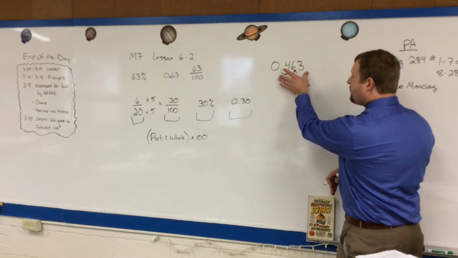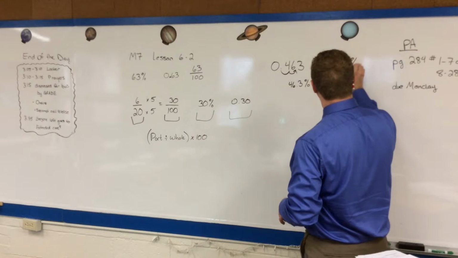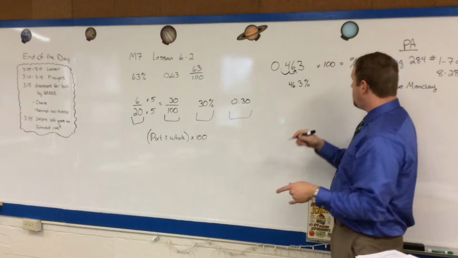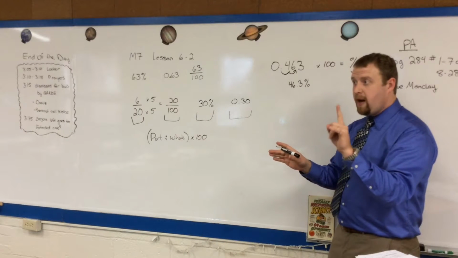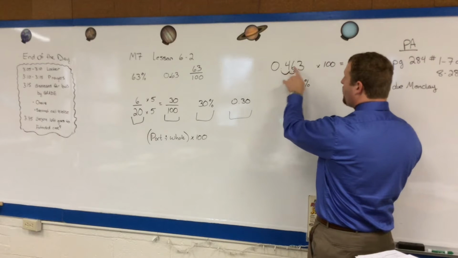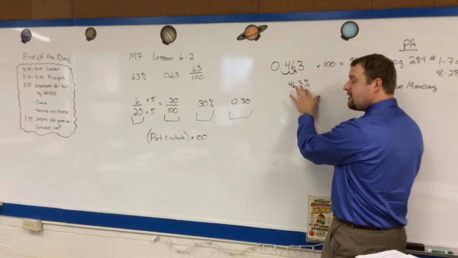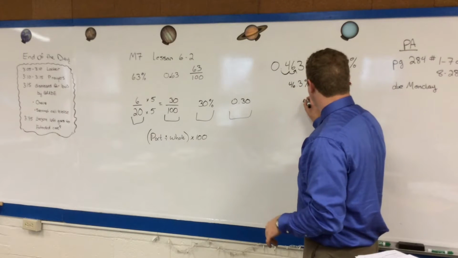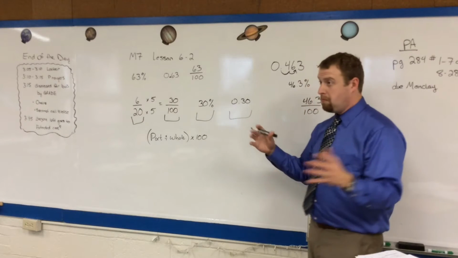If you have the decimal version, you can multiply it by 100, and that'll give you the percent. By multiplying it by 100, you're really moving that decimal, not 1, but 2 places. Fantastic. So 0.463 is 46.3%. If every percent can be written as a fraction, it would be 46.3 over 100.